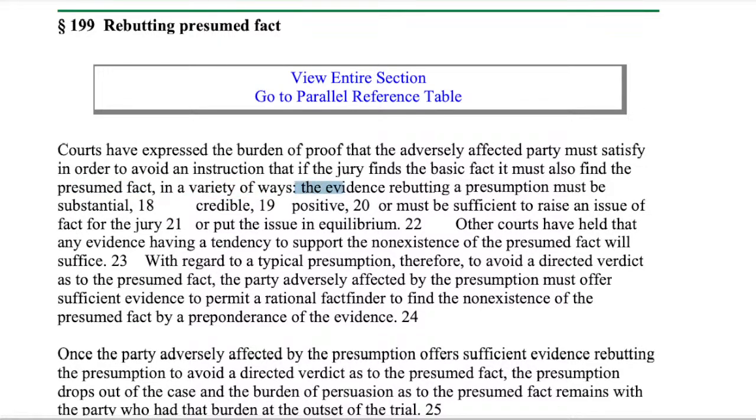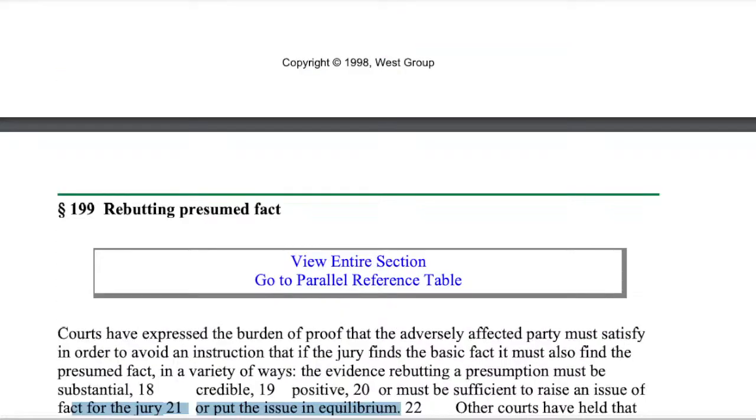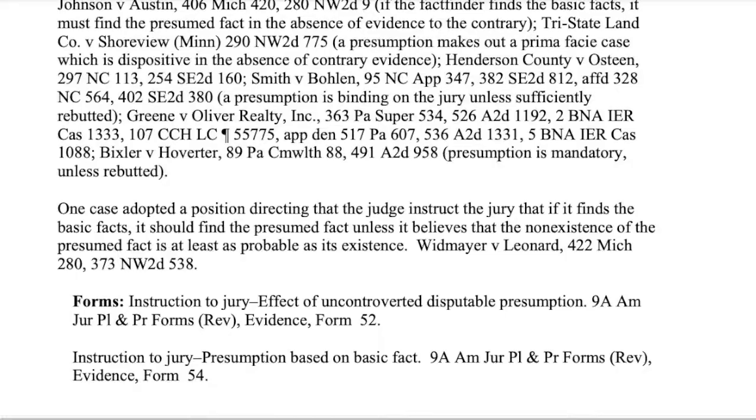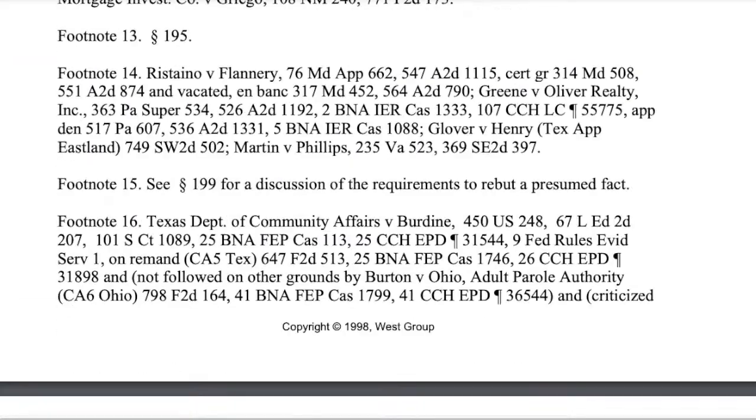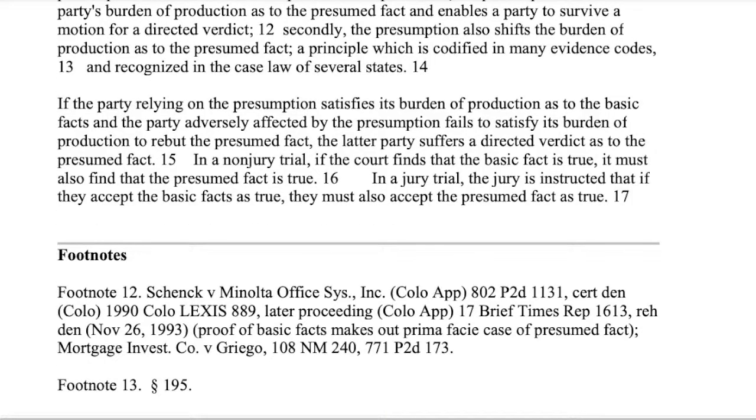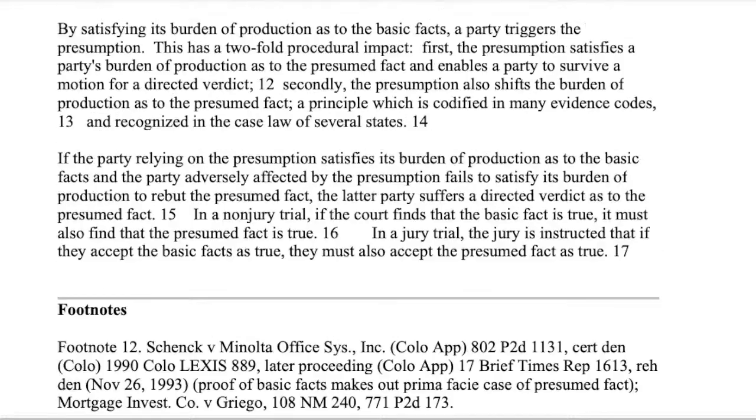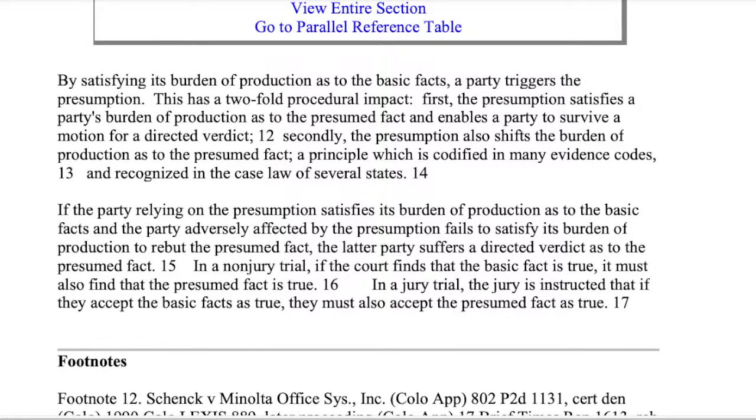Here we go. The evidence rebutting a presumption must be substantial, credible, positive, or must be sufficient to raise an issue of fact for the jury, or put the issue in equilibrium. That's meaning just as much possible or as impossible, right? Or what was the terminology we had here? Lord, where'd it go?